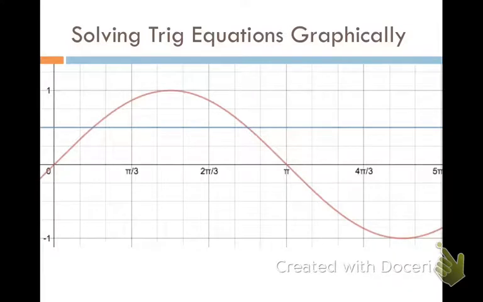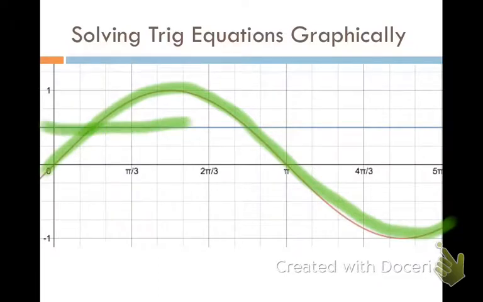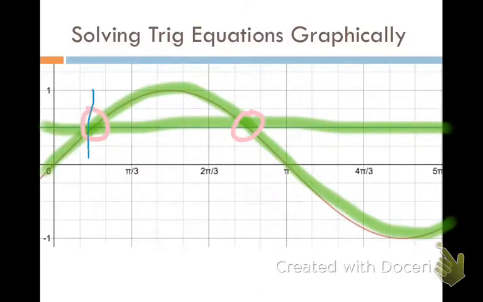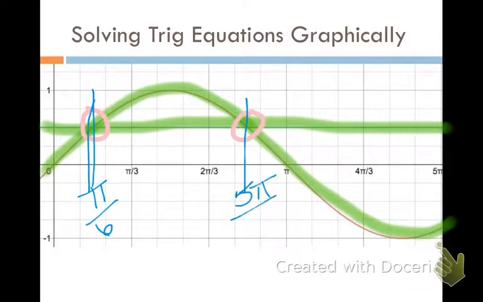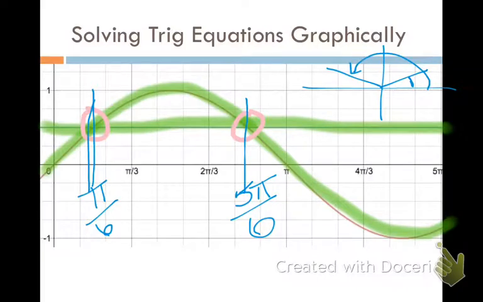Graphically, if we take the sine of x graph and put it into one y equals and 0.5 in another y equals, where they intersect give us our answers. If we find the x value of their intersections, that gives us our answers. So pi over 6 and 5 pi over 6. On the unit circle, we would look for the two angles that had a y value of 0.5. So it would happen here and here. Pi over 6 and 5 pi over 6.